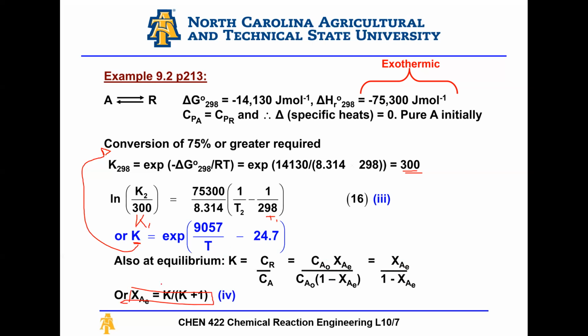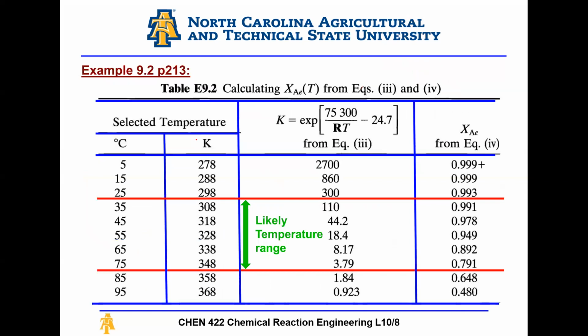Okay, so now I have two things. I have an expression for K as a function of temperature, and I have an expression for XAE as a function of K. So using these two equations, I can develop a relationship between temperature and conversion. And once we tabulate or plot these values, I can determine the temperatures that will help me achieve a conversion of 75% or greater. Okay, so let's do this.